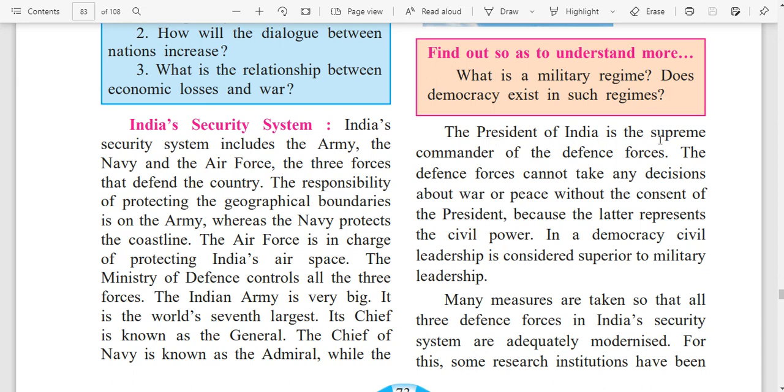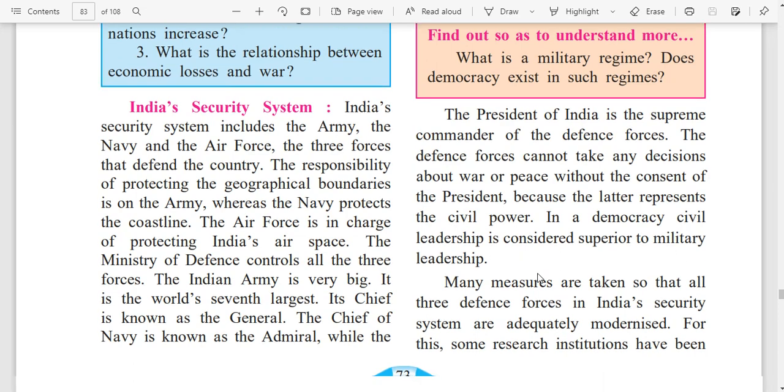The President of India is the supreme commander of the defense forces. The defense forces cannot take any decisions about war or peace without the consent of the President because the latter represents the civil power. In a democracy, civil leadership is considered superior to military leadership.